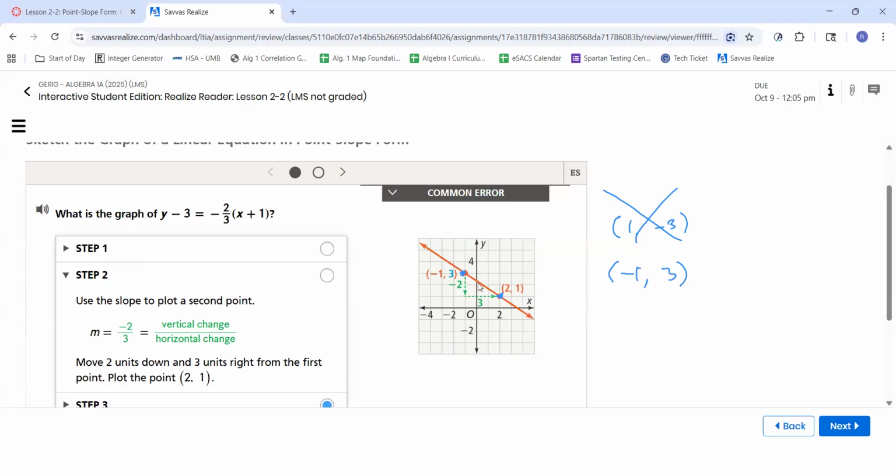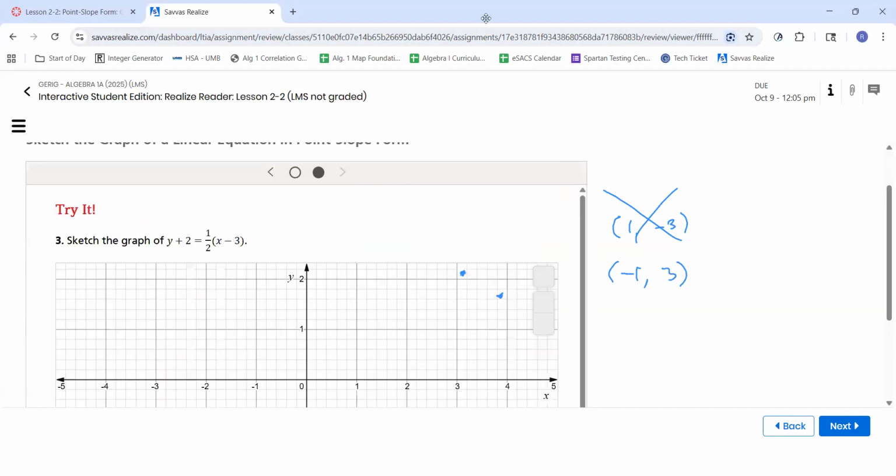Notice that the y-intercept is not a good number. And so that's on purpose in this example because I wanted you to see it's sometimes better to use point slope form to graph, right? There's another one here.